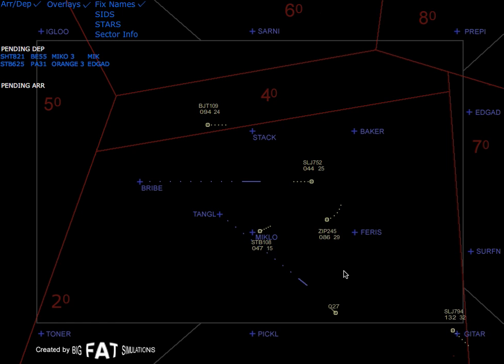My usual pattern with this game is to bring arrivals down to 8,000 almost right away, and departures go to 7,000 right away. That's just until I know there's no further conflict between the arrival and the departure, and then I break those altitudes.